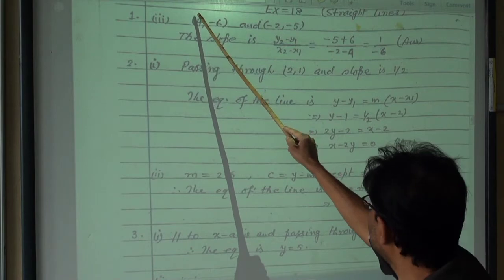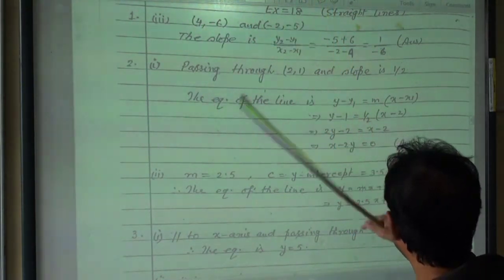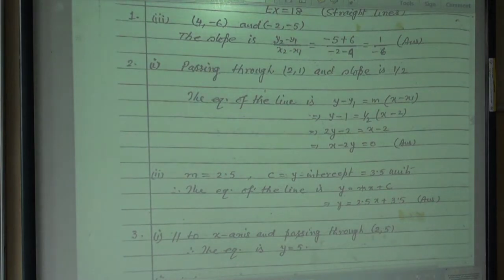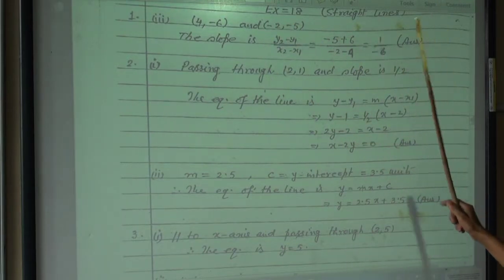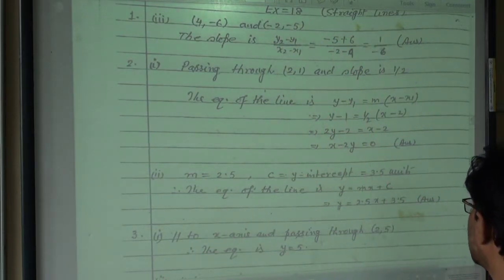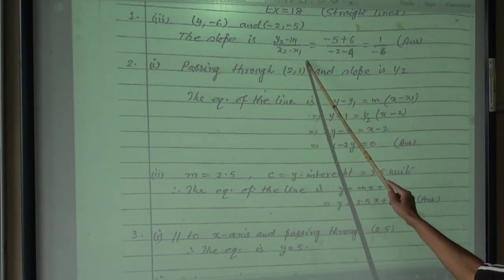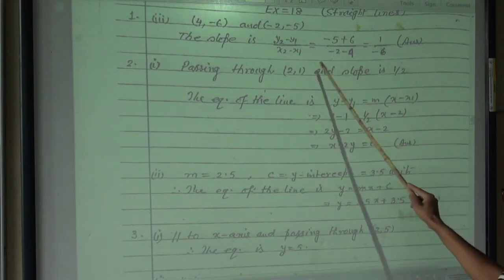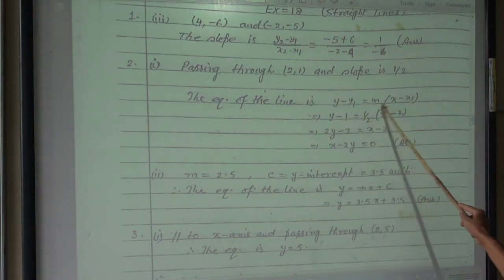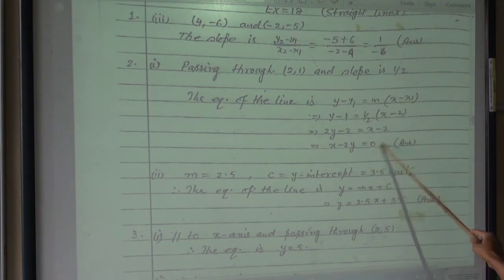You can take this as 1 and this as 2, or this one 2 and this one 1. It's up to you, no problem. So by using that I have got the slope value m, that is minus 1/6. Next question, you have to find out the equation of the line passing through this point with this slope. So, slope-point form. Replace x1, y1 and the m value and simplify. That is the answer.